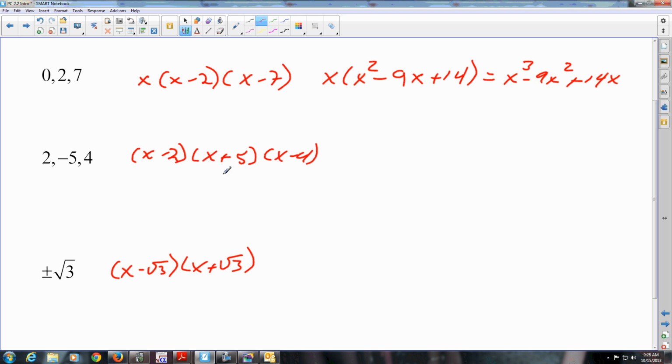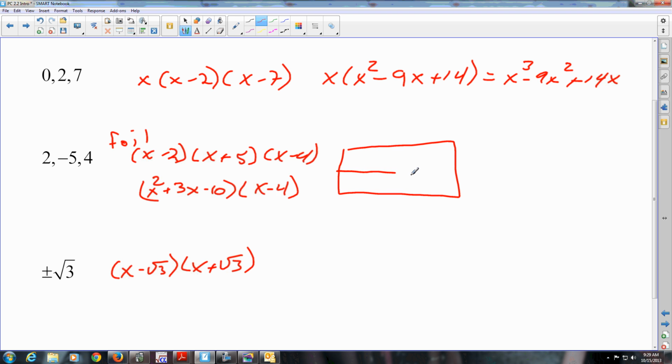This one, I'd multiply two of them first. So x squared, and all I'm doing is FOILing it. Okay, I'm doing it in one step though. I'm doing it in my head as I go. So x squared plus 5x minus 2x, so that would be plus 3x minus 10. And then you still have to multiply it by x minus 4. Y'all can do the distributive property and bring stuff together. Sometimes I really like drawing a box for it. Some of y'all like the box, some of y'all hate the box. If you hate it, by all means, don't do it.